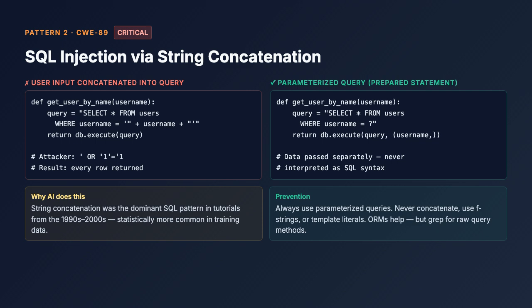Never build SQL strings using concatenation, f-strings, or template literals. ORMs like SQLAlchemy or Prisma parameterize automatically, but watch out for raw query methods. After any AI session, grep for f-string SELECT patterns and variables concatenated into queries.